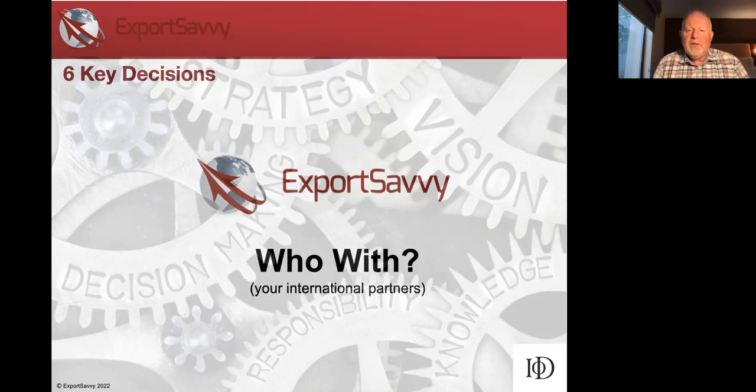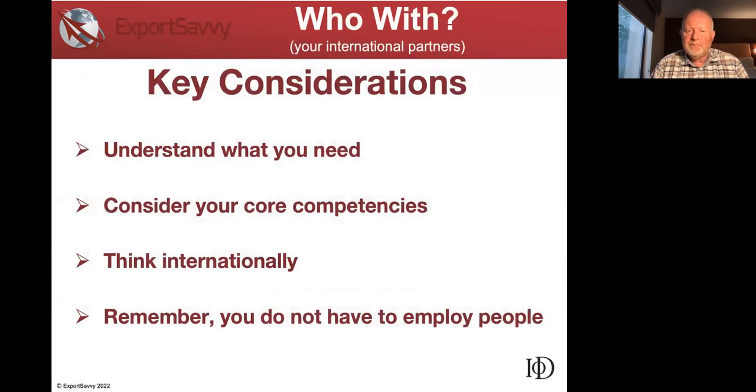So here we are then. In terms of 6 key decisions, the final one is who with, and this is your international partners. Who might you work with to help you to build your international business?